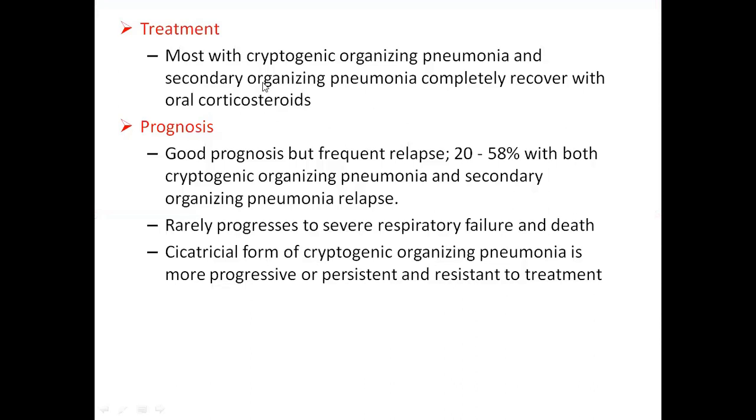While discussing treatment, overall they have a good prognosis and complete recovery is achieved with oral corticosteroids, but they can frequently relapse in 20 to 58%. They rarely progress to severe respiratory failure or lead to death. And as we discussed, the sequestratial form of cryptogenic organizing pneumonia is more progressive, persistent, and resistant to treatment as well. So it is important to put this into the sample report as well.